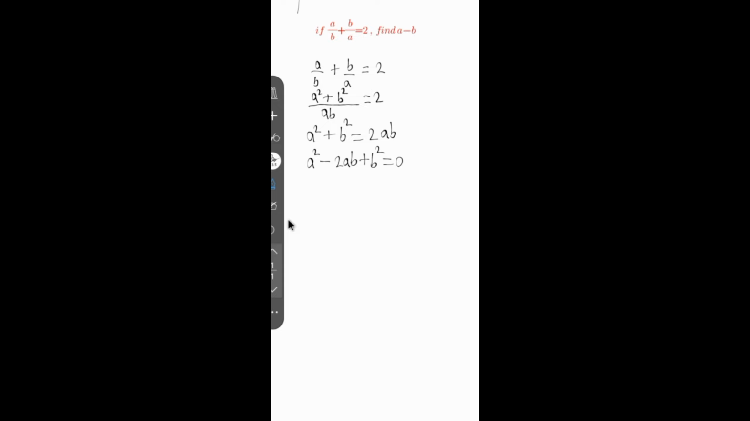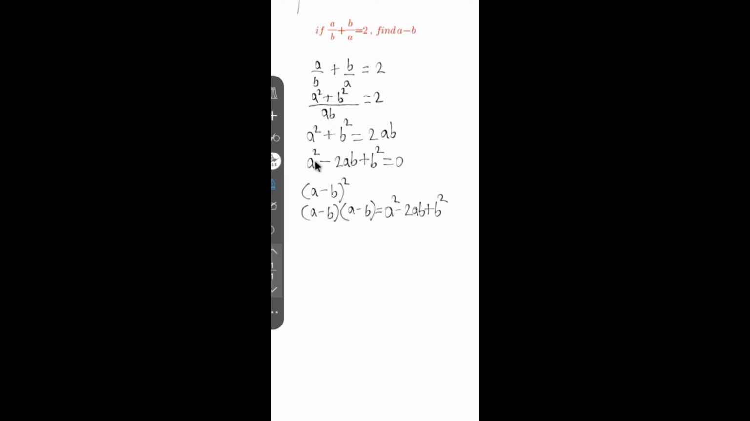Now, if we have something like this, for example, A minus B, and we square it, let's open this bracket: A minus B, A minus B. So expand it. On expansion, we have A square minus 2AB plus B square. So I can say that this whole expression is the same as bracket A minus B square.